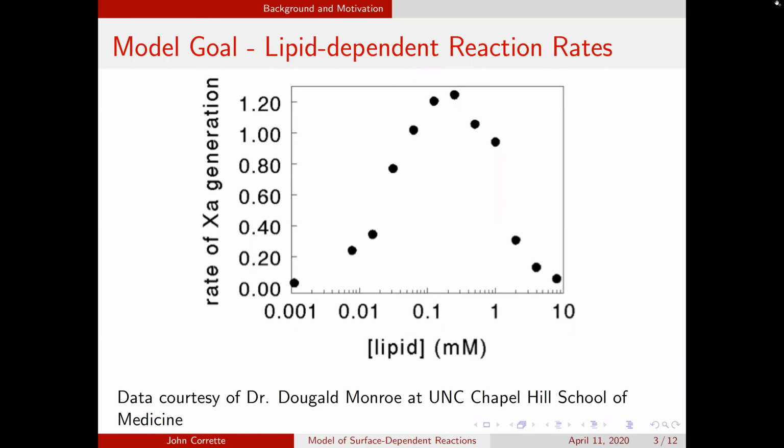This is what typical results look like for measuring lipid-dependent reaction rates. What we have on our y-axis is the rate of factor 10A generation, which is a common clotting factor in the blood coagulation cascade. And on the x-axis, we have our lipid concentrations. What we're seeing from this plot is that some optimal lipid concentration exists. What current mathematical models see is not an optimal value, but a monotonically increasing rate as we increase lipid concentrations.